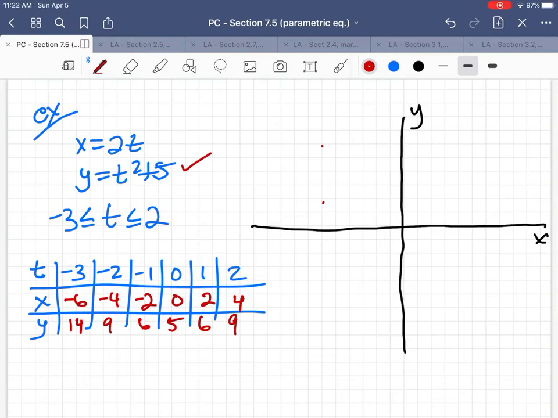6, 7, 8, 9, 10. I don't have enough space here, so I'm just going to kind of fake it. We're going to see on the picture. So -6, 14, I'm just going to go 1, 2, 3, 4, 5, 6, and go about up here, -4, 9. So that would be maybe about here, and -2, 6. I don't recommend this. So maybe about there, 0, 5. Then 2 back up to 6, and then 4 back up to 9.